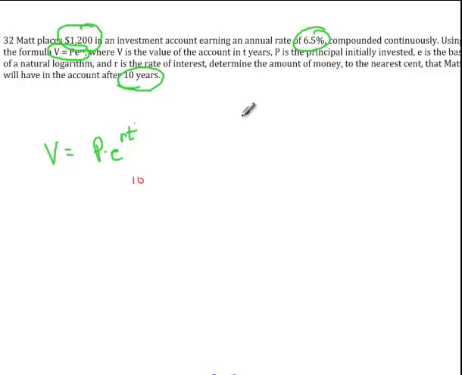My rate is 6.5%, but that means 6.5 per 100. So when I change that into a decimal, it's 0.065 because I have to move the decimal over twice. So my rate is 0.065. e is e, and P is the principal initially invested, which is 1200.